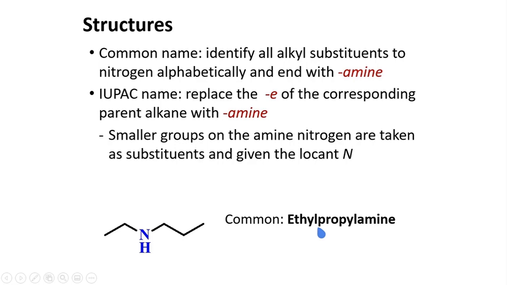For IUPAC, we consider the smaller group in the amine as a substituent, and the longer group is the parent. The longer group in this case carries 3 carbons, so we name it as propanamine, and the ethyl group is a substituent to propanamine. Since it is attached to the nitrogen, we give it a locant N. So the name of this compound in IUPAC is N-ethyl-1-propanamine.